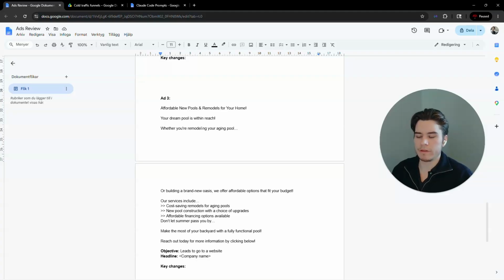So what this business should have done is that they should have just had one ad or several that talk about only remodeling, right? And then the other ads only talk about new pools. You don't combine the two. You have them separate, right?